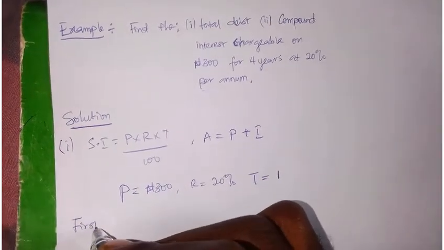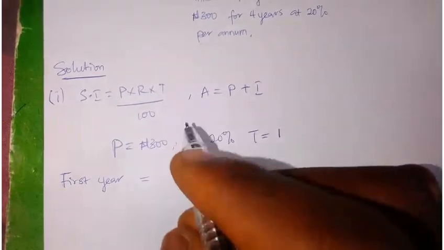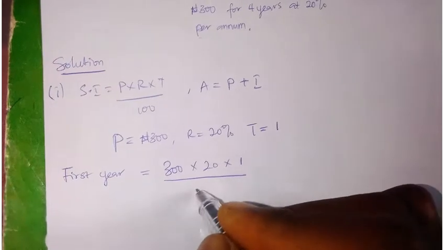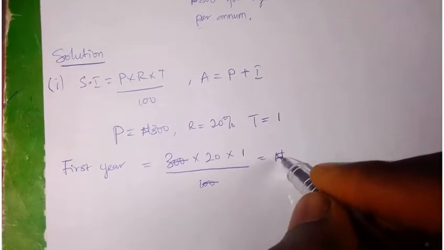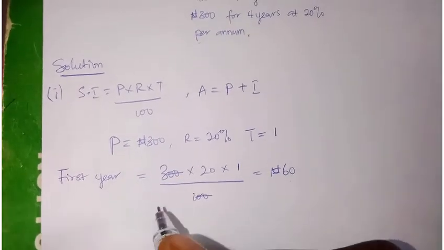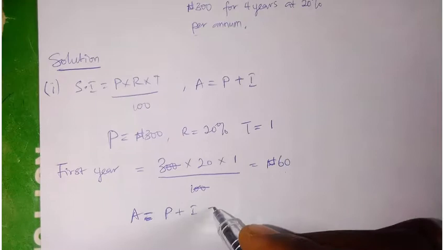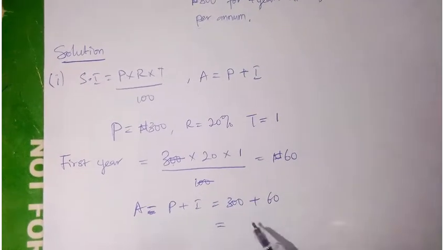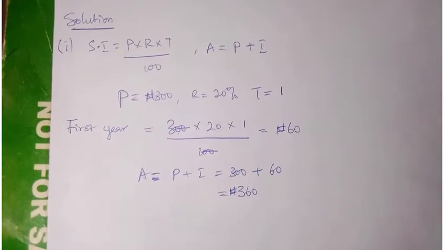So, for the first year, what do I have? Principal, that's 300, times rate, that's 20, times time, which is 1, over 100. In which case, 2 zeros cancel 2 zeros. My answer is 60 naira. Now for the first year, I have an interest of 60 naira. In which case, the amount, which is the second formula I'm going to be using, equals Principal plus Interest. My principal for the first year is 300 plus 60. That gives me 360 naira.